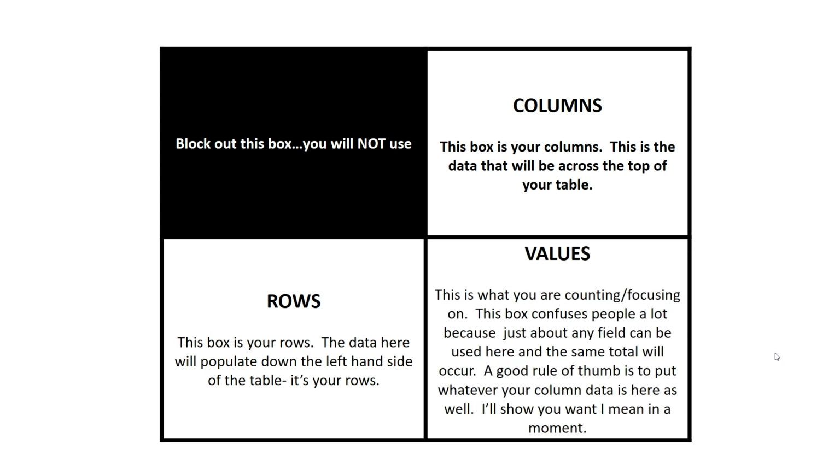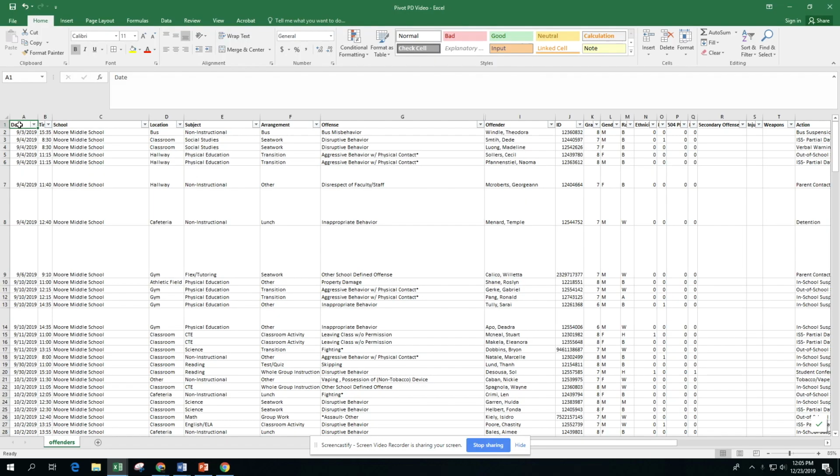The bottom right box is the values. This is what are you counting? What are you focusing on? This box is the most confusing for people because it can use just about any field and get the same total. A good rule of thumb is to put whatever is in your column data here as well. I'll show you what I mean in just a moment. So if you understand those three boxes, you can do pivot tables.